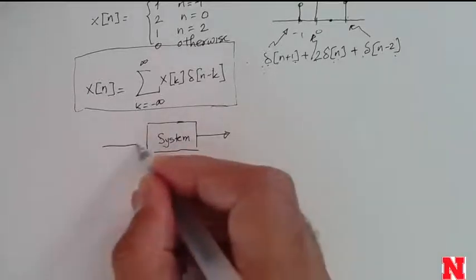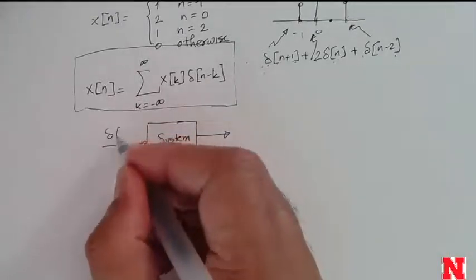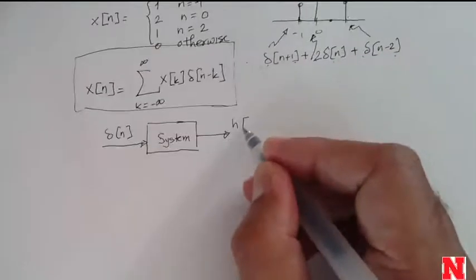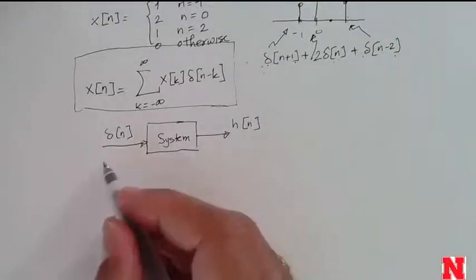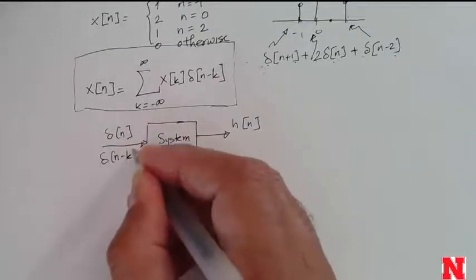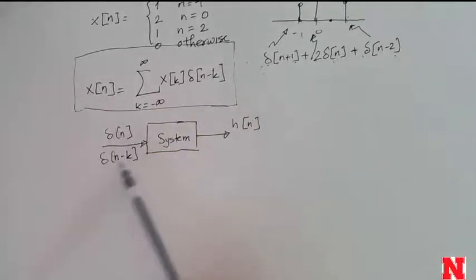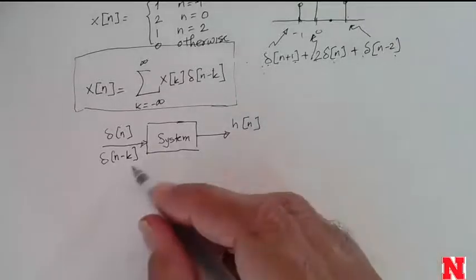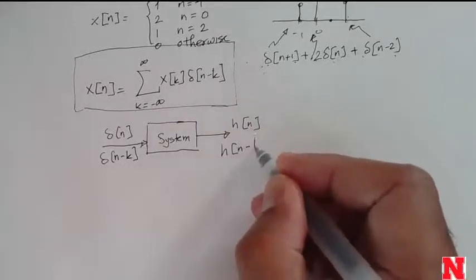And let's put into it, say, delta of n. Then the output we know by definition is h of n. Now, if instead of delta of n, we put in delta of n minus k, by time invariance, I shifted delta by k units, so the output will get shifted by k units. So if I put in delta of n minus k, this becomes h of n minus k, right?